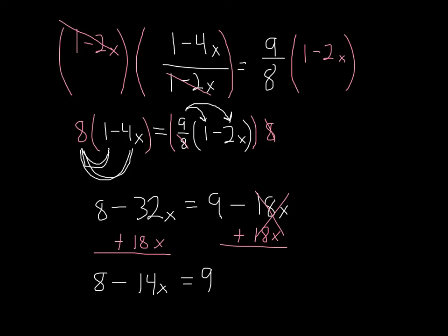And then I still need to get it by itself, so I need to subtract 8 from both sides. Okay, so I subtract my 8 from the left-hand side, and that leaves me with just negative 14 times x. And on the right-hand side, 9 minus 8 gives me 1. So this tells me that my x is equal to 1 divided by negative 14.